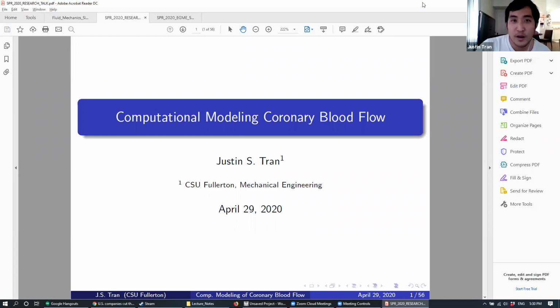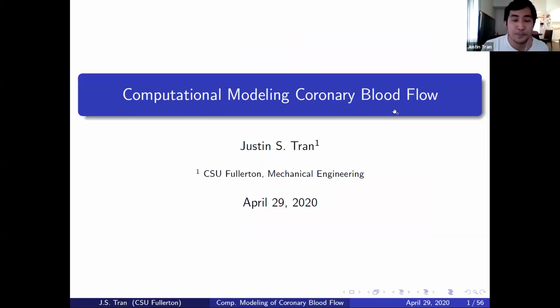Today I'm going to be talking about some of the past research that I've done on applying fluid mechanics and simulation technology more generally to study blood flow. It's a biomedical application that a lot of people don't really see in our core curriculum. Does everyone see the full screen of my slides right now, or does it look weird?